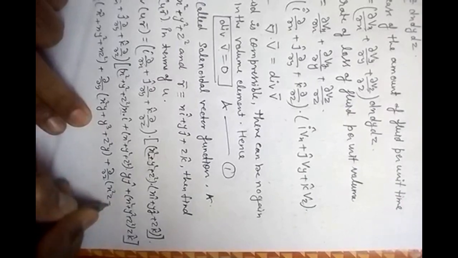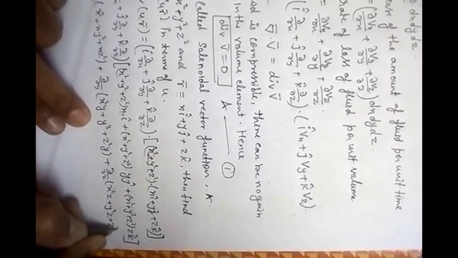Okay, so i dot i is 1, i dot j and i dot k become zeros. That means this term is differentiated by x only partially. Del upon del x of x cube plus xy square plus xz square, del upon del y of x square y plus y cube plus z square y. Okay, and del upon del z of x square z plus y square z plus z cube.